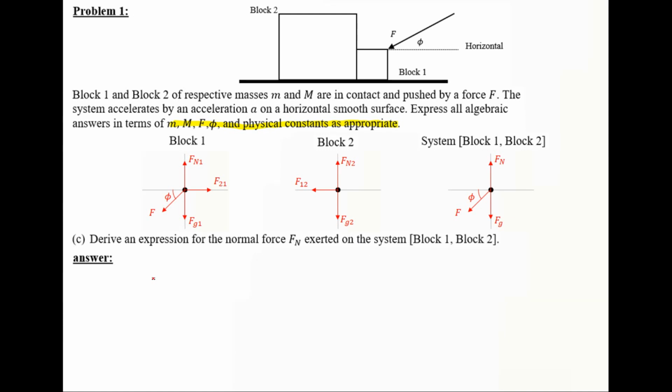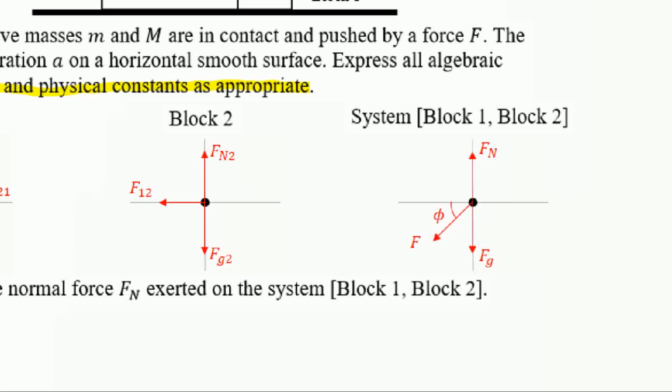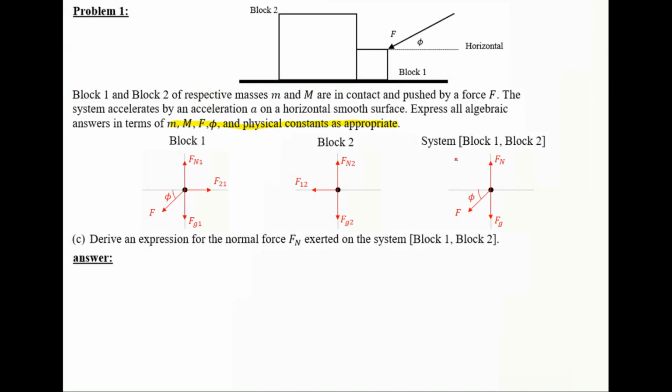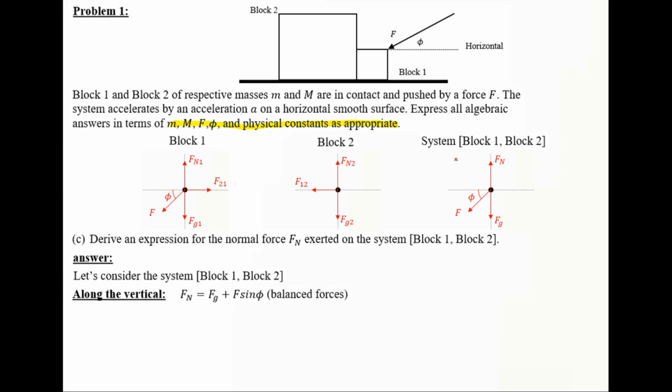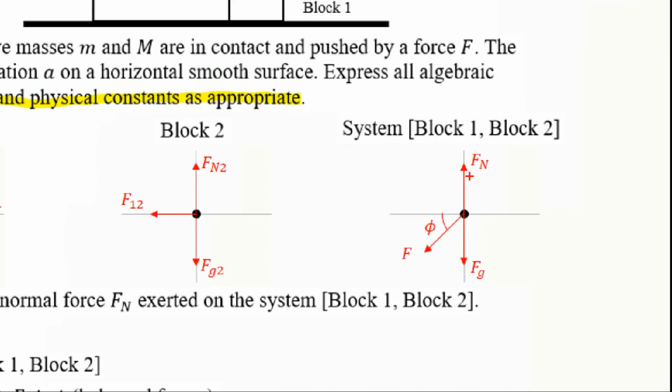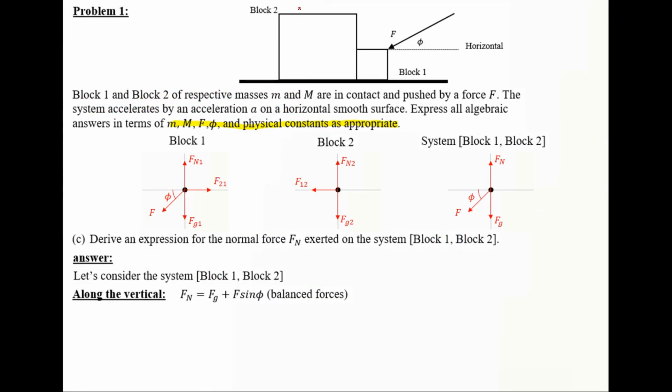Now in part C, we need to derive an expression for the normal force Fn exerted on the system. So Fn appears in which diagram? It appears in this diagram, so we'll consider the system, block 1, 2. Along the vertical, why are we considering the vertical? Because the normal push lives in the vertical dimension. Then there's no need to apply Newton's second law, we can simply say that Fn would be equal to Fg plus F sine phi.